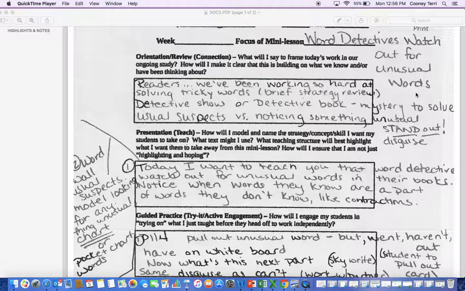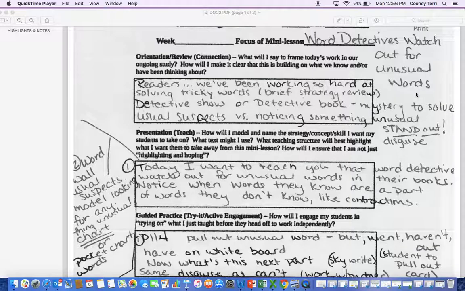There are usual suspects. And something unusual will be a standout, like a disguise. And we would talk about disguises, like a mustache or a hat or a jacket, and how that's a standout. And then I would segue into the teach part of the lesson.